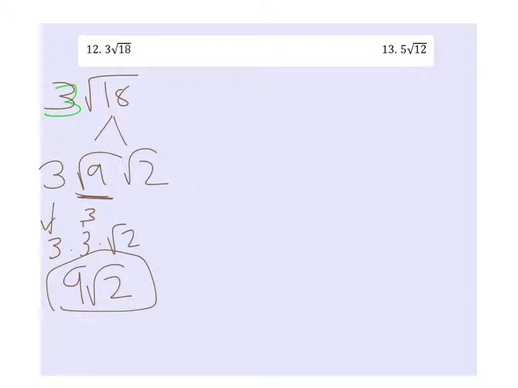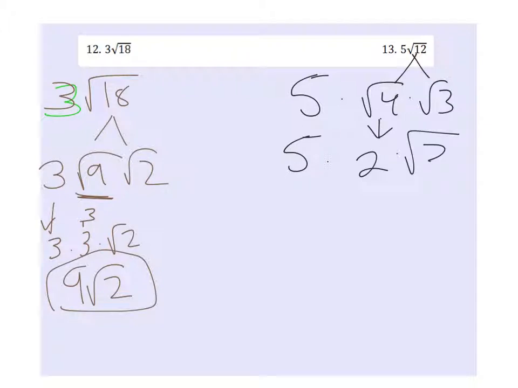All right, for 5 square root of 12, again, 5 just comes along. Split 12 into square root of 4 times square root of 3. 5 times square root of 4 is really 2 in disguise. So my answer will be 10 square root of 3.